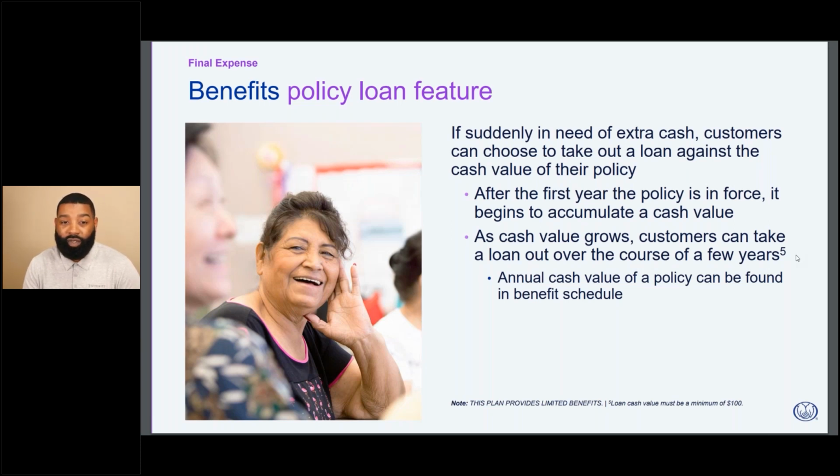Benefit: policy loan features. If suddenly in need of extra cash, the customer can choose to take out a loan against the cash value of their policy. After the first year of the policy is in force, it begins to accumulate cash value. As cash value grows, the customer can take a loan out over the course of a few years. Annual cash value of a policy can be found in the benefit schedule. So that's really cool. I don't think I've seen that be at the forefront of something.